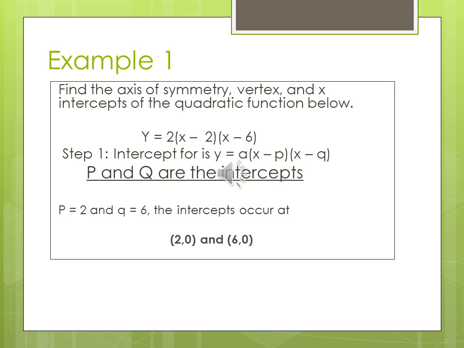y is equal to 2 times the quantity x minus 2 times the quantity x minus 6. I need to identify what my P and Q are. P is 2 and Q is 6. Look at the positioning. So all I have to do now is write it as a coordinate point. Remember, when you're talking about intercepts, the y value for the x-intercept is always 0. So my coordinate points are just going to be (2, 0) and (6, 0).